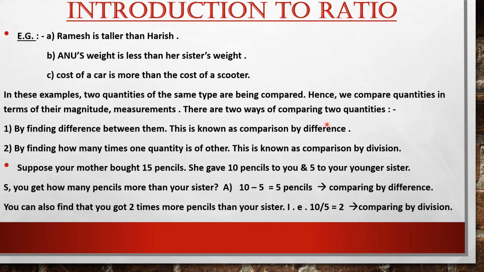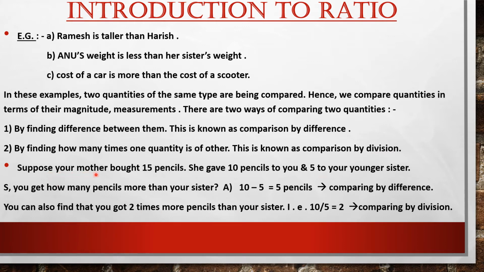There are two ways of comparing two quantities: comparison by difference and comparison by division. When we compare any two quantities by finding the difference between them, this is known as comparison by difference. When we compare any two quantities by finding how many times one quantity is of the other, this is known as comparison by division. Let us understand better with another example.